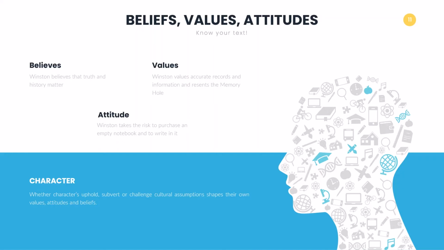For those of you who don't know 1984, the memory hole is a place where all historical facts and information are destroyed. As such, he chooses to take the risk and purchase an empty notebook to write in it. So that's the first part of knowing your text. Knowing the social context, cultural assumptions, and values, attitudes, and beliefs.